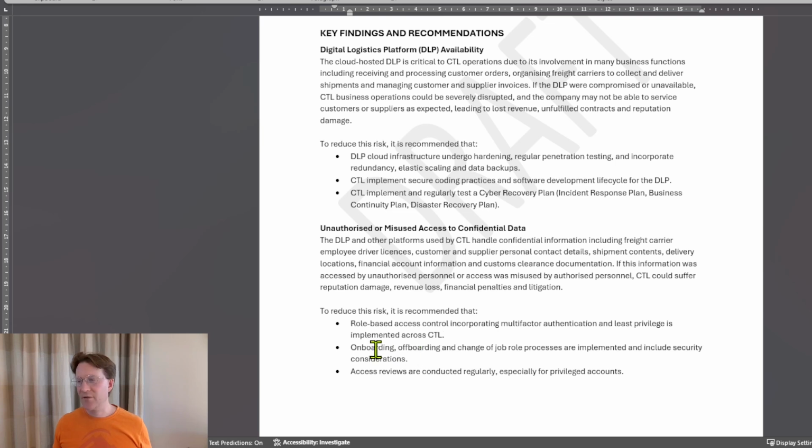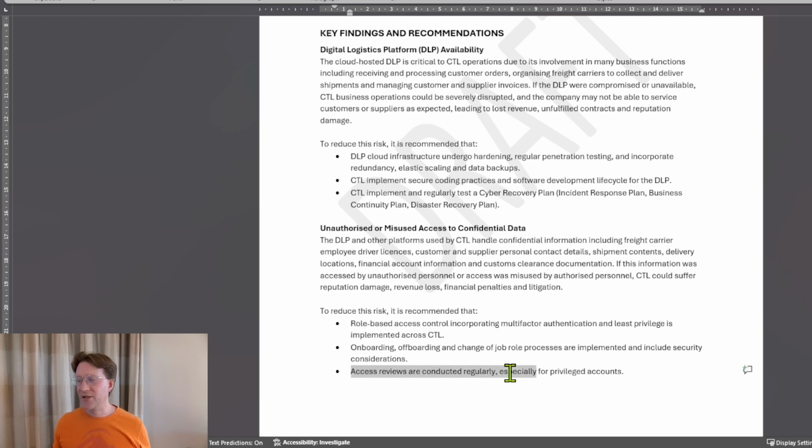We're also recommending that they look at onboarding, offboarding, and change of job role processes to ensure that when people are brought in, they're given the right access, the bare minimum that they need. When they leave a company, offboarding, you remove their access immediately. When they're changing their job within the company, you assess what they really need to retain access to, what they need access to for the new job, and what they should lose access to because they no longer need it for the new role.